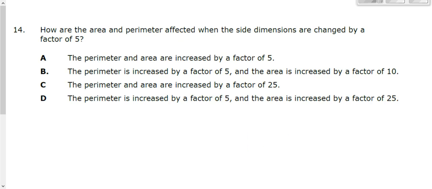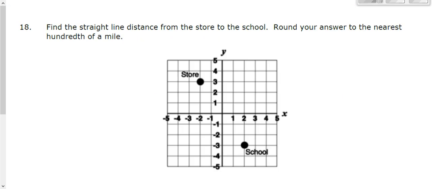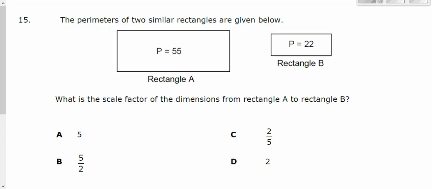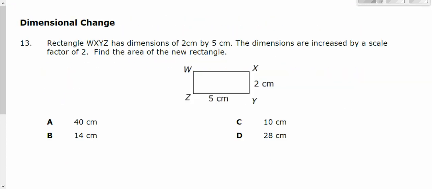Okay, in this video we are going through numbers 13 through number 19 in your test review. Rectangle WXYZ has dimensions of 2 by 5. The dimensions are increased by a scale factor of 2. Find the area of the new rectangle.